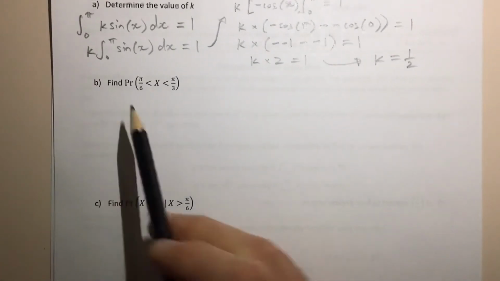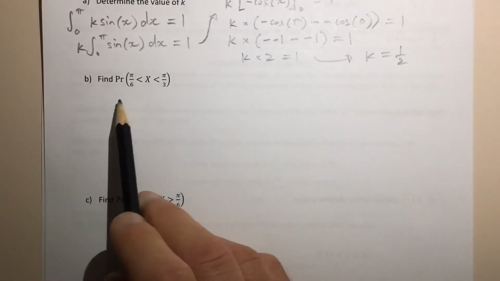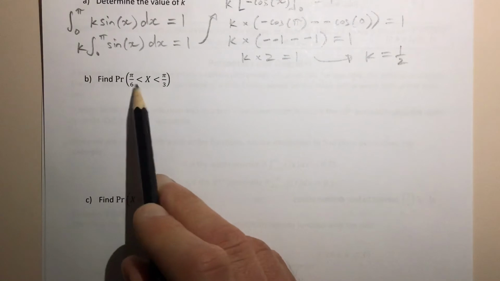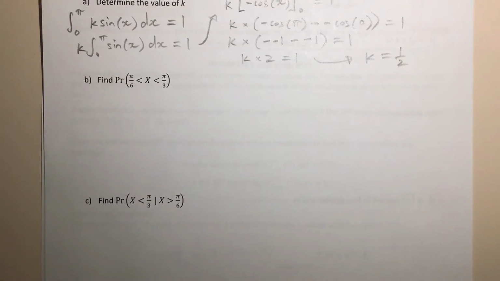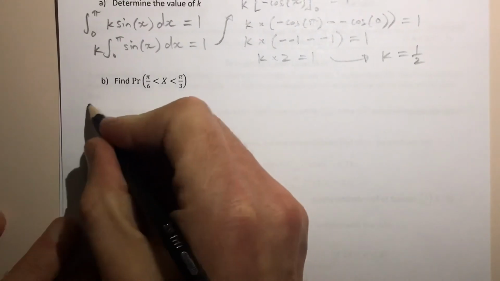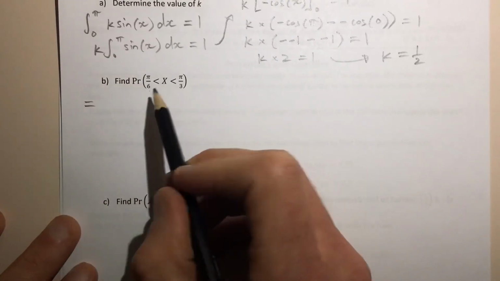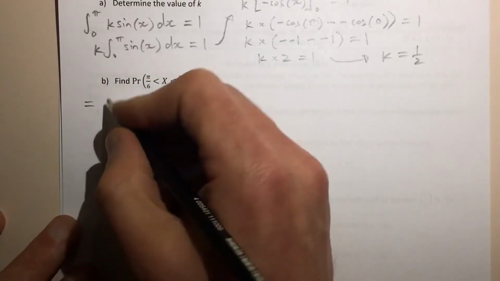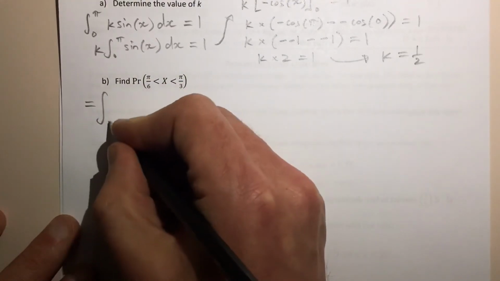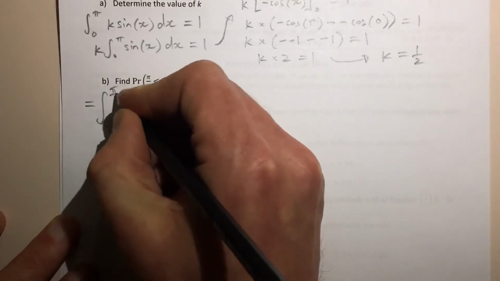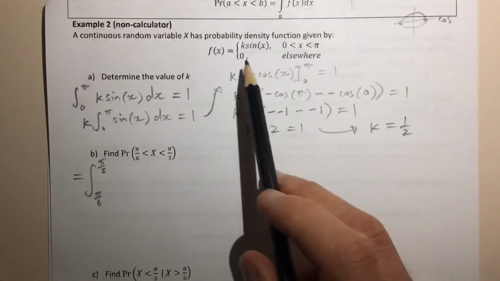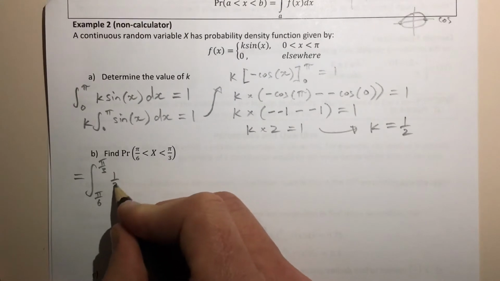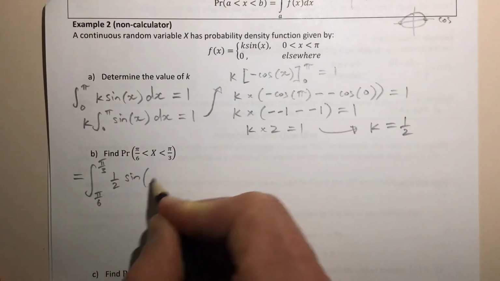Okay, now we've got a couple of probabilities to find. So part B says find the probability that x is greater than pi on 6, but less than pi on 3. And the way that we're going to do that is to integrate the function with pi on 6 as our lower terminal and pi on 3 as our upper terminal. So pi on 6, pi on 3. We now know that the function, because we know the value of k, is half sine x.